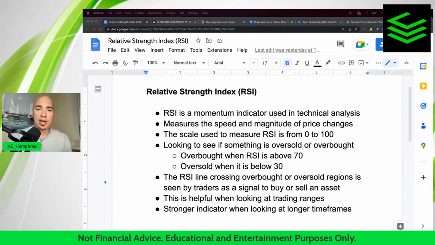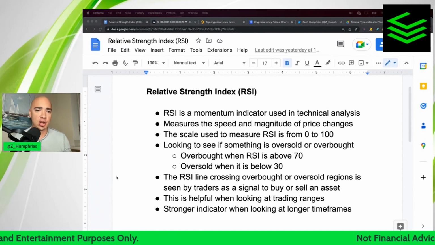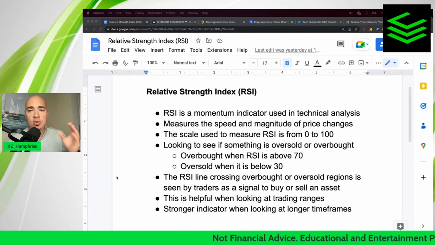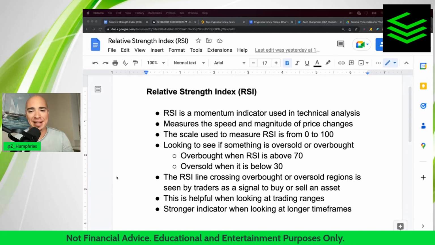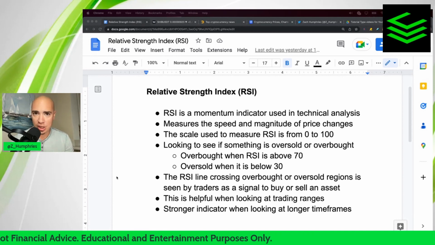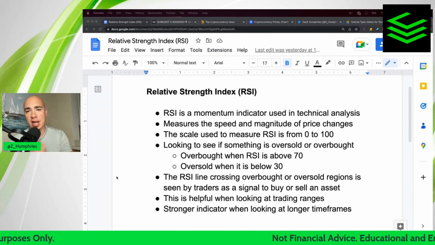So I've got a quick couple notes for you, and then we're going to jump into the chart. I'm going to show you what the RSI looks like on an actual chart. So Relative Strength Index is a momentum indicator used in technical analysis. It measures the speed and the magnitude of price changes and fluctuations. The scale used to measure RSI is from 0 to 100.